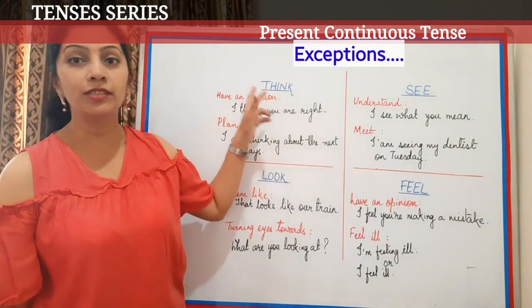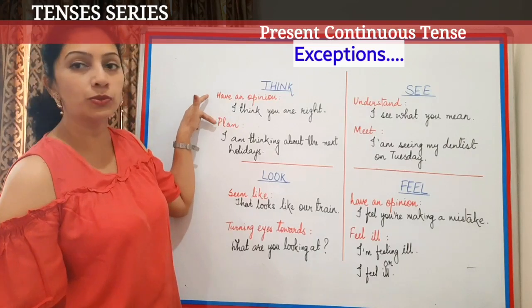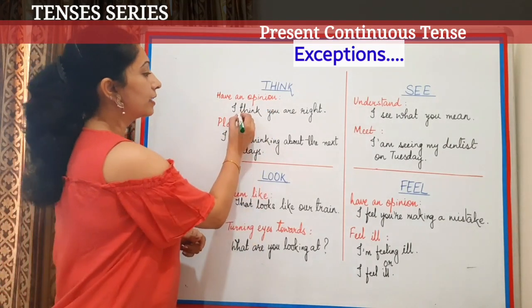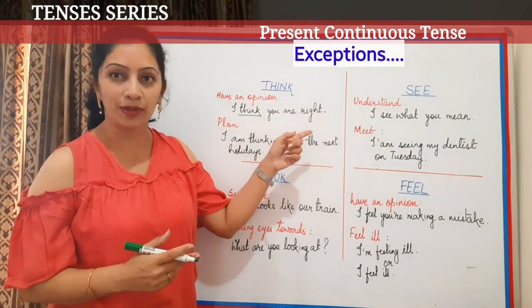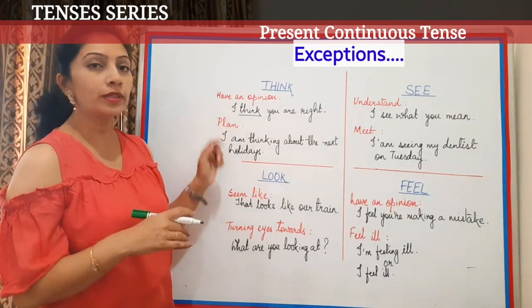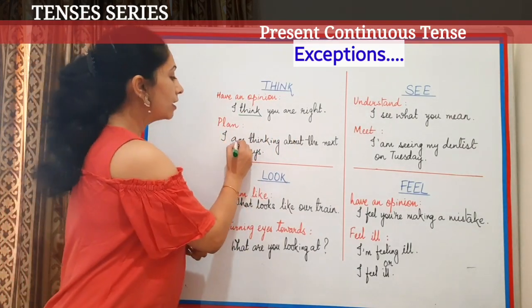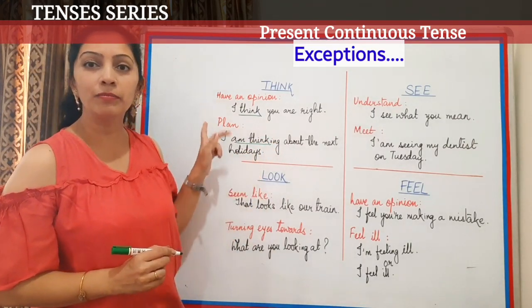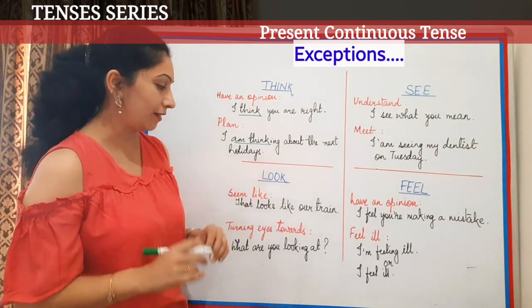Think. When we speak about the verb think, it has 2 meanings. Either to have an opinion, like in this case, I think you are right, not I am thinking you are right. Or if you want to tell about your plans, then you can say I am thinking about the next holidays. So depending on the meaning, you can use the correct tense there.